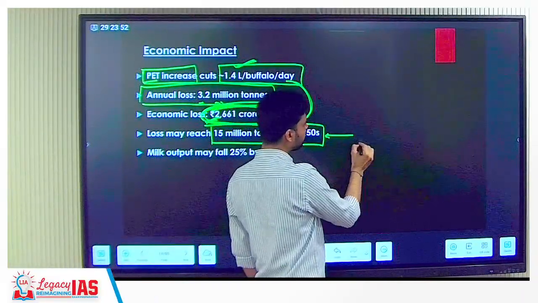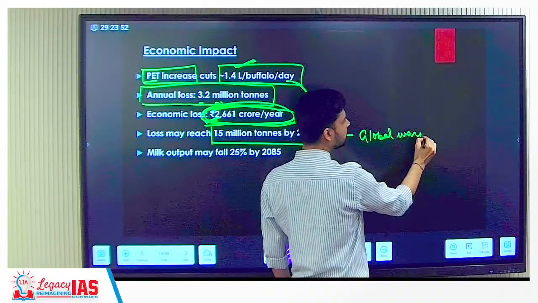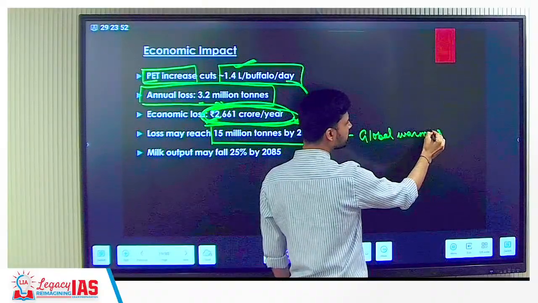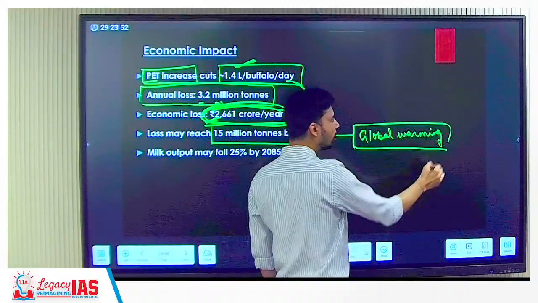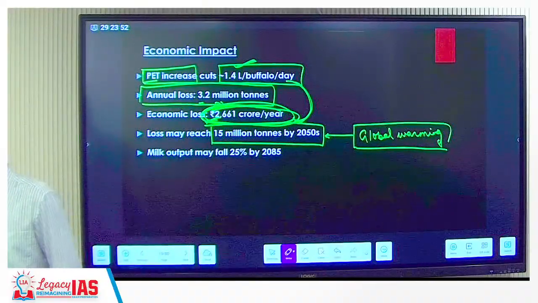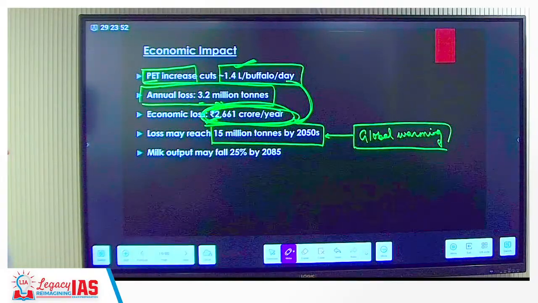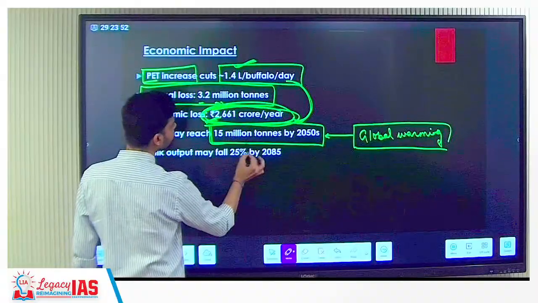Why are we saying this? Why would loss be much higher than today? Because we are seeing that the steps we are taking to address global warming have not been very successful. In the Paris Agreement, we decided that we would try to ensure that global temperature does not rise beyond 1.5 degrees Celsius by the end of the century. But now it seems that it is not possible. It would definitely rise beyond 1.5 degrees Celsius. That means the warming trend will continue.